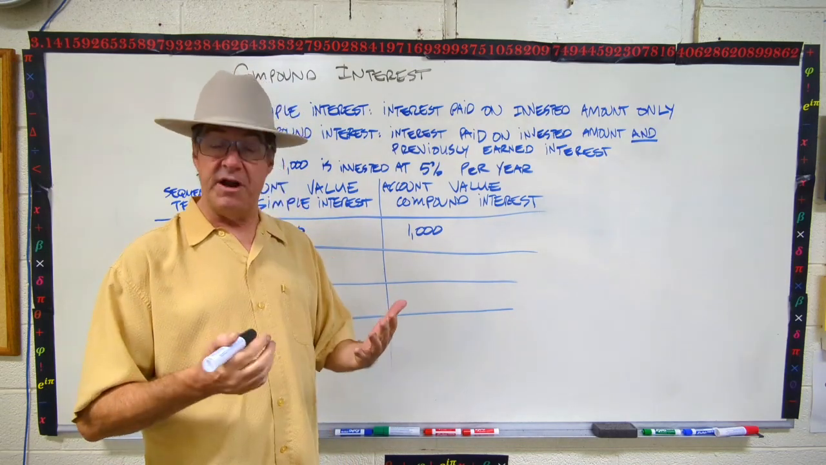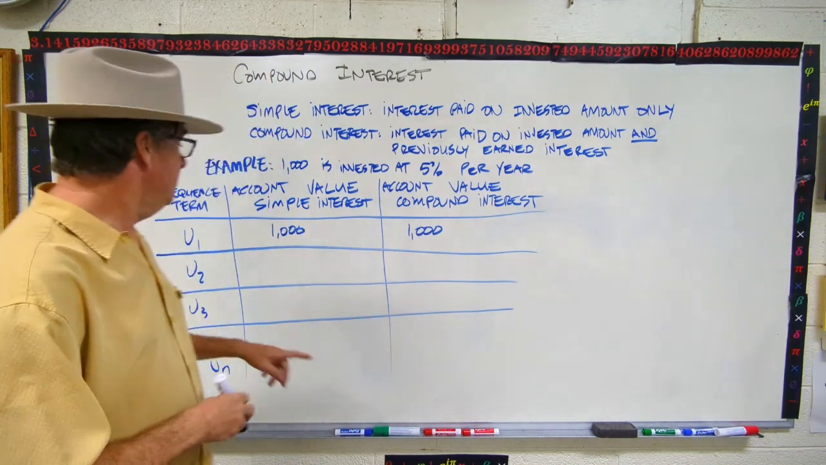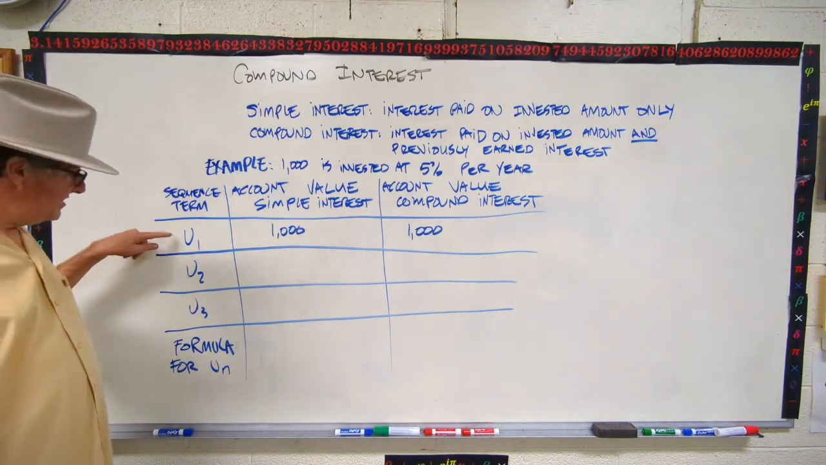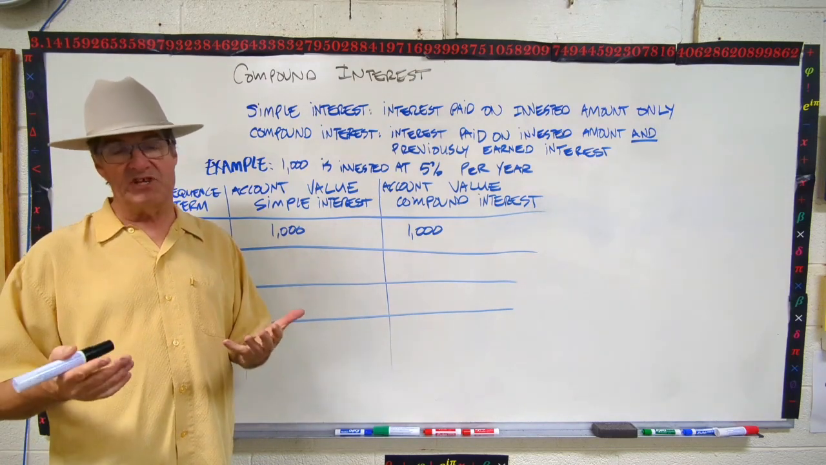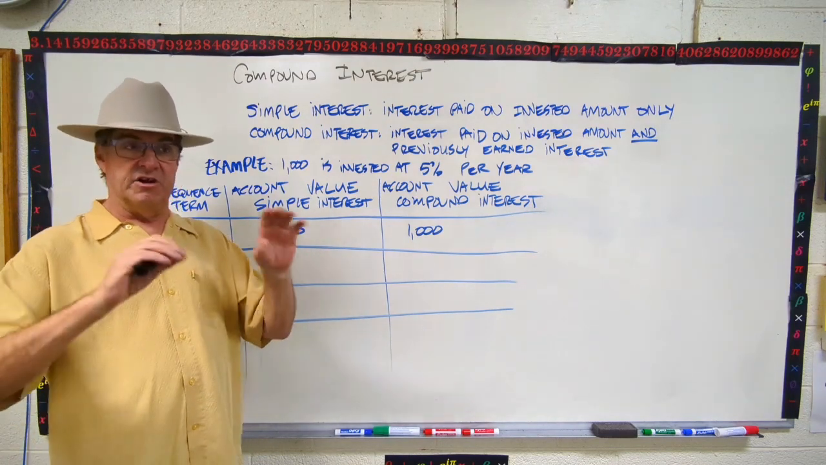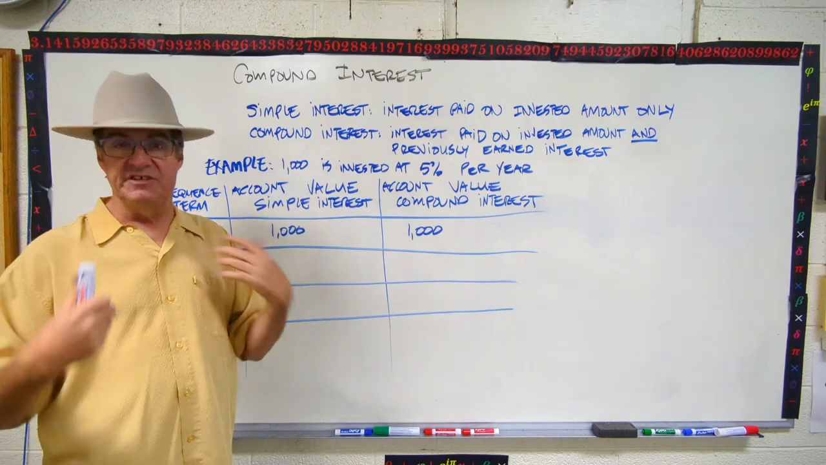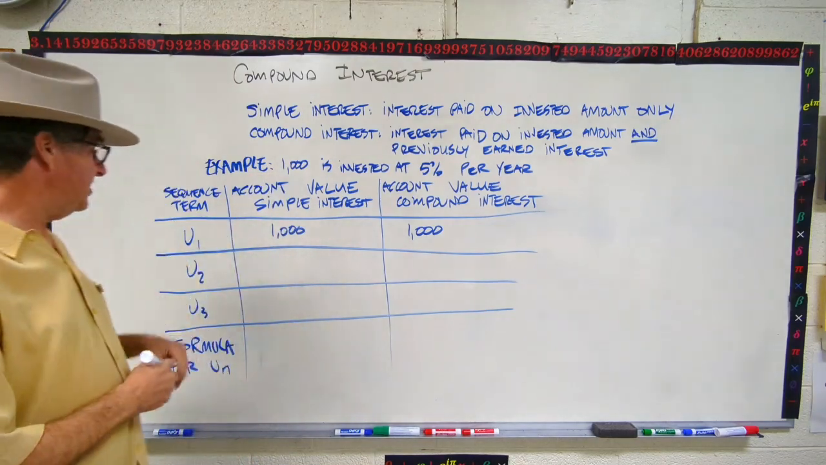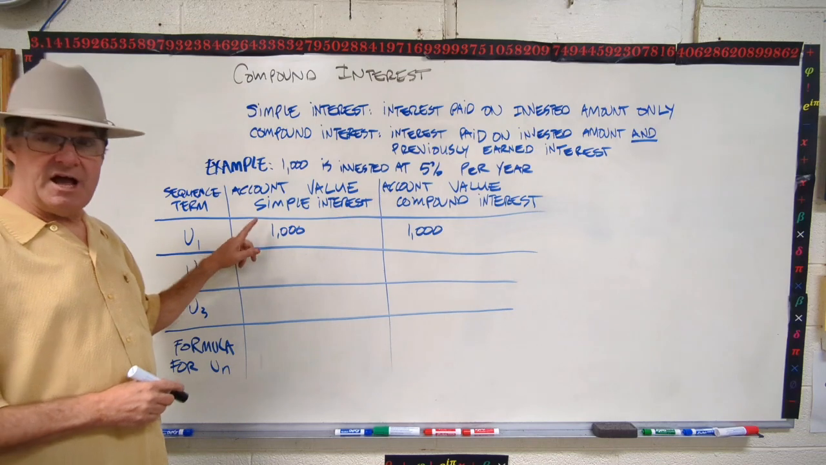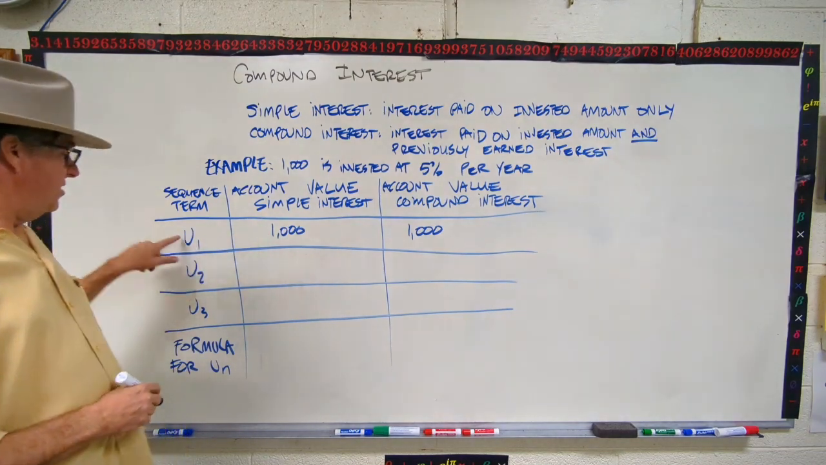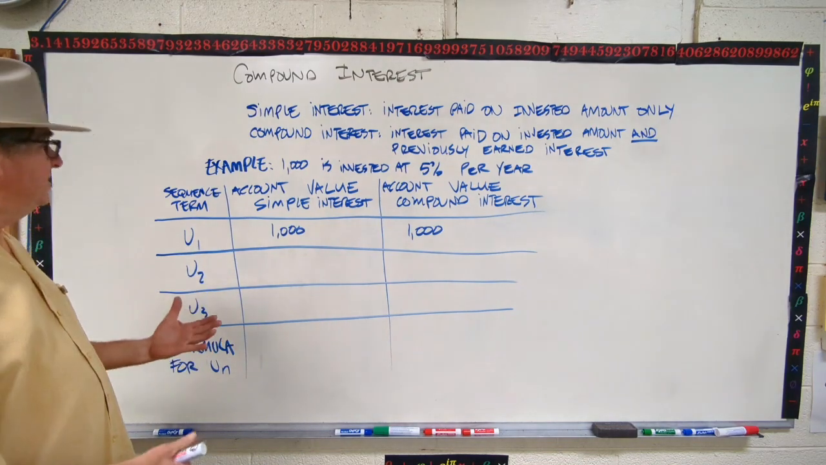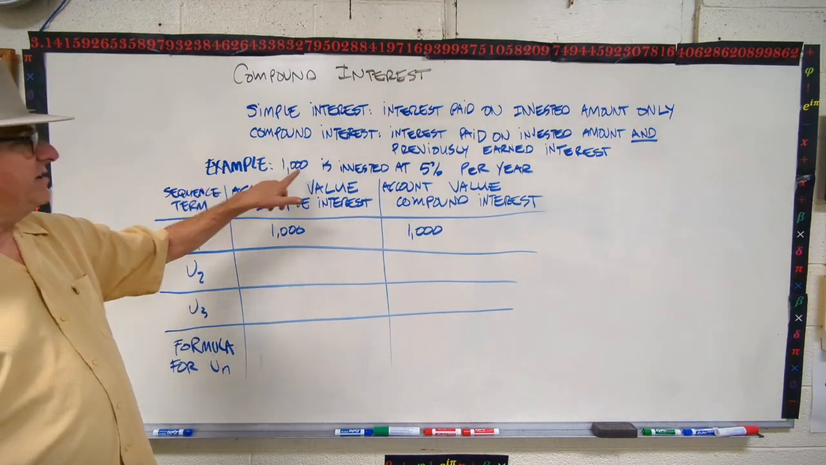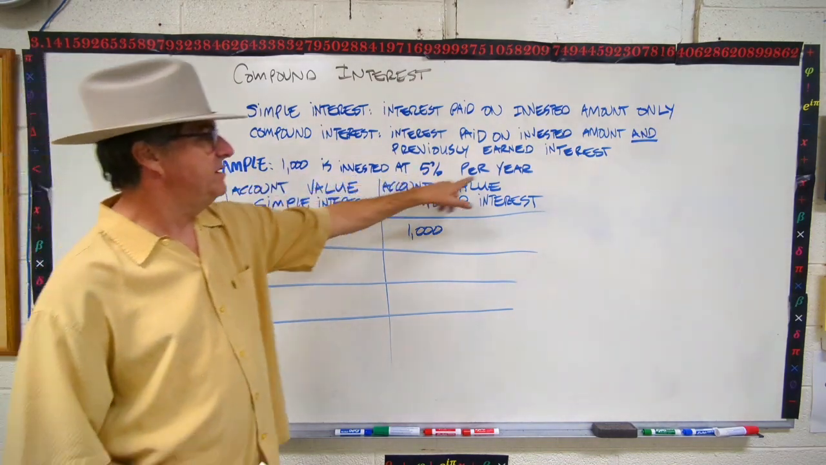So let's take a look and compare a couple of these, okay? So here we go. And we're going to treat this like a sequence. That's why we're dealing with this in the sequence chapter, because you really can think about your account as growing by increments, in this case, every year. So let's check this out. Here's our invested amount that we're starting with. In the first year, we shovel $1,000 into our account, and this is what this part is saying, $1,000 invested at 5% per year.